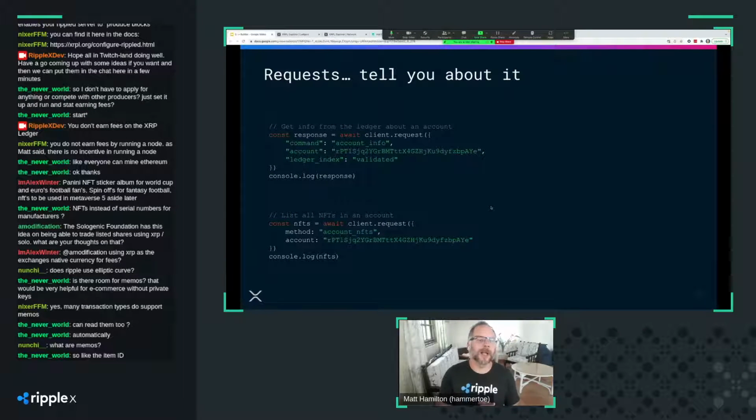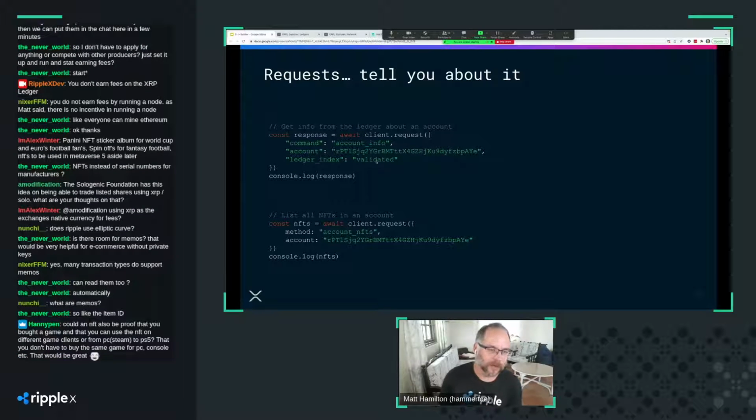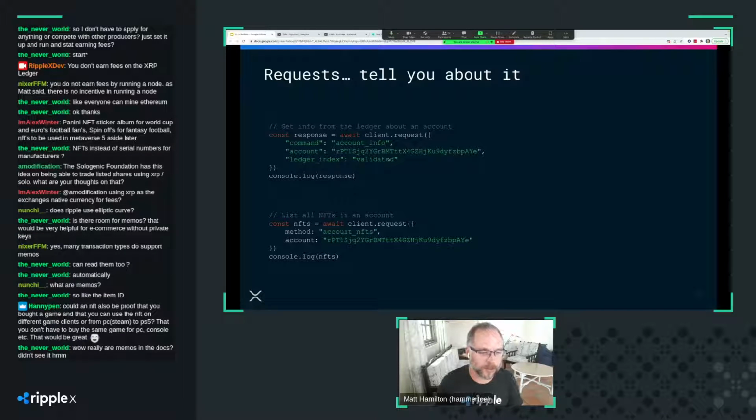And like I said, requests tell you about information. So this first one here, we're requesting the account info for this account, and we want the validated ledger index. I can ask for a prior ledger index, so I can say, give me the account information for what this account looked like 10 minutes ago, or 5 years ago if I wanted to, and that will give me the account information that includes things like the balance of the account, what transactions, what offers they might have open on the DEX, that sort of thing.